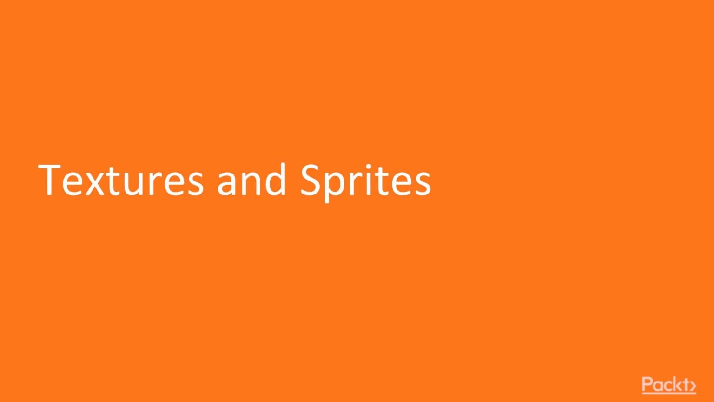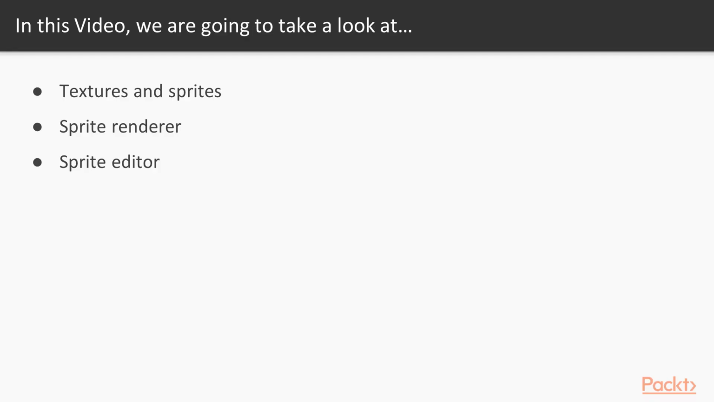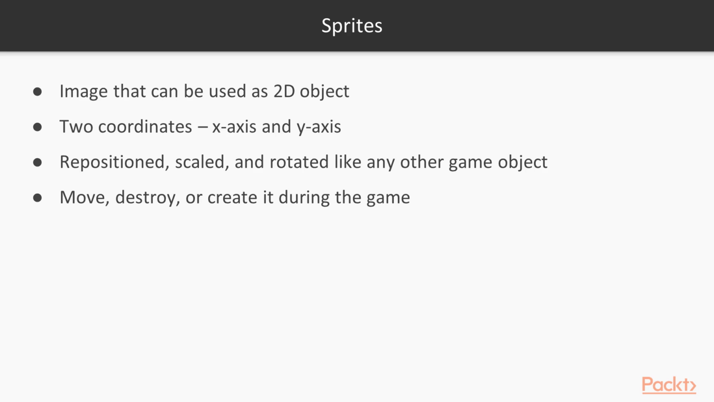Now we move on to the first video of this section, Textures and Sprites. In this video, we are going to learn about textures and sprites, Sprite Renderer, Sprite Editor. To begin, a sprite is an image that can be used as a 2D object. It has only two coordinates, x-axis and y-axis. Therefore, all the graphical components of 2D game development are called sprites.